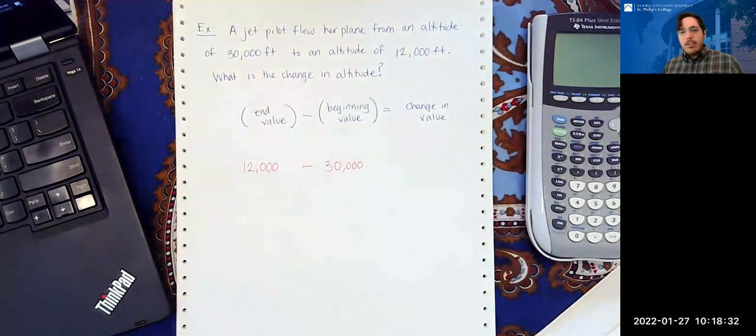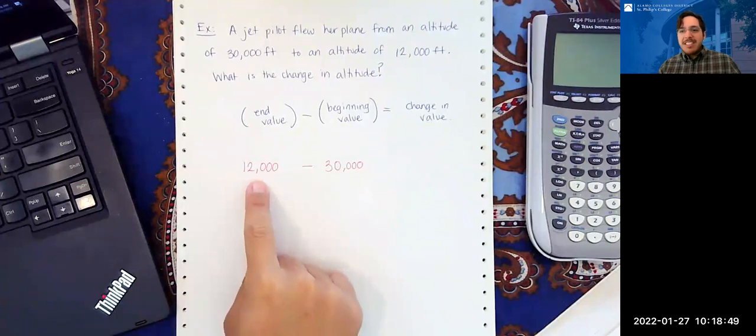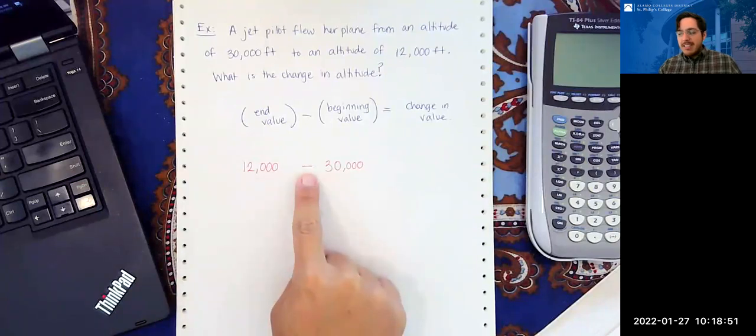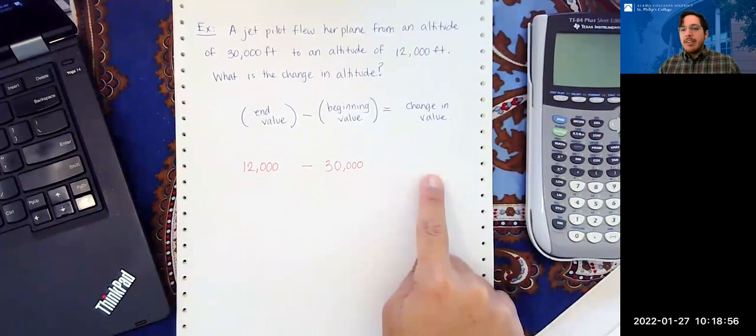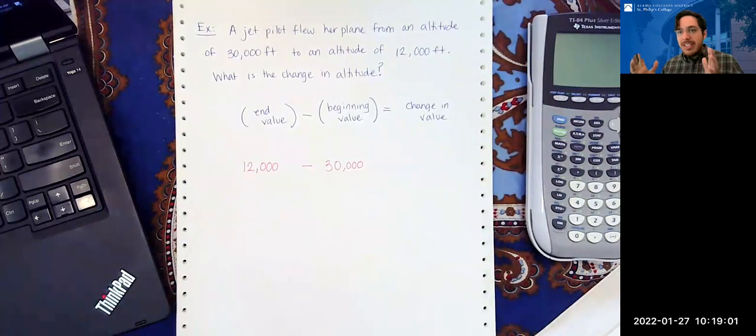Okay. So let's pretend for a moment that we're not talking about altitude. Let's pretend that we're talking about money, because I think that with money, we have a better intuition of whether we should have a positive value at the end or a negative value. If I had $12,000 and I spent 30,000, should I have a positive amount or a negative amount at the end? Negative. I should have a negative amount. So we should hold that in our heads because that is correct. Our sign should be negative in the end.